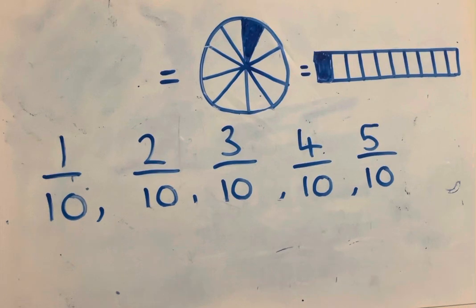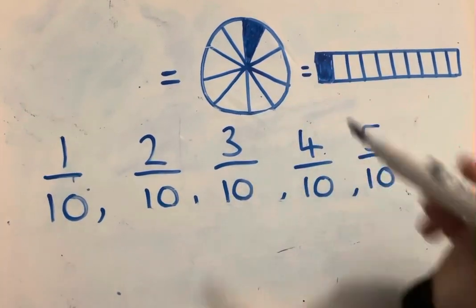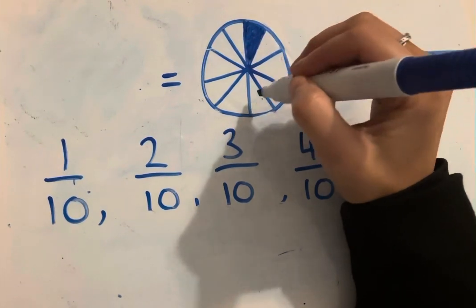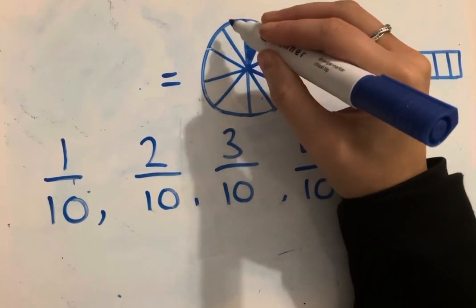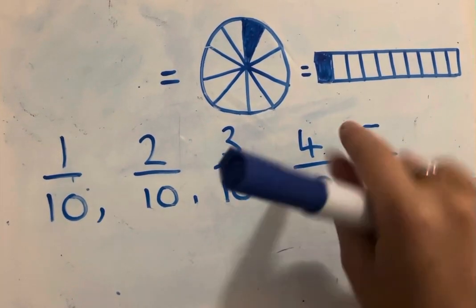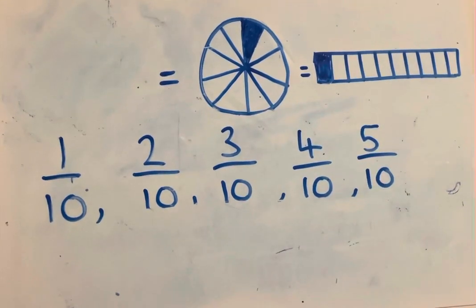We can see that here we have two different shapes. Both are split into 10 parts. So 1, 2, 3, 4, 5, 6, 7, 8, 9, 10. And both of these shapes have one part shaded in. So that means that both of these shapes here represent 1/10.